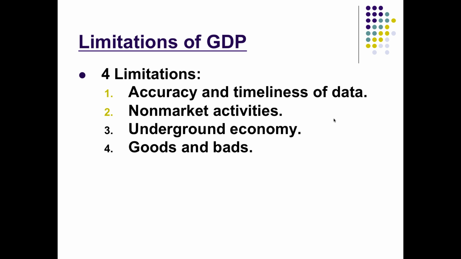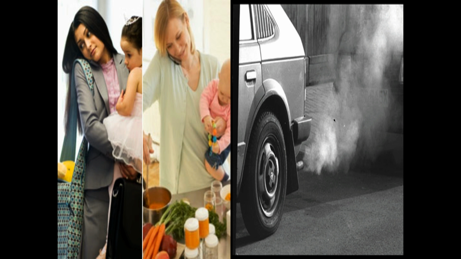And then finally, you have goods and bads. So there are some good things like protecting the environment that can temporarily lower gross domestic product, but that trade-off is worth it. All right, so on the left there, you see a stay-at-home mom, which would be an example of a non-market activity, and then you have pollution on the right there, which would be an example of goods and bads.